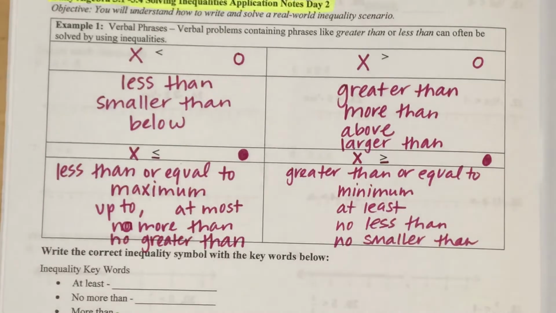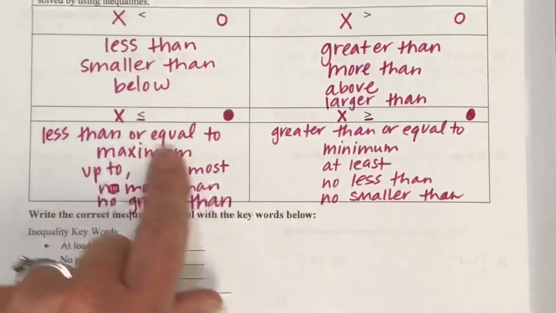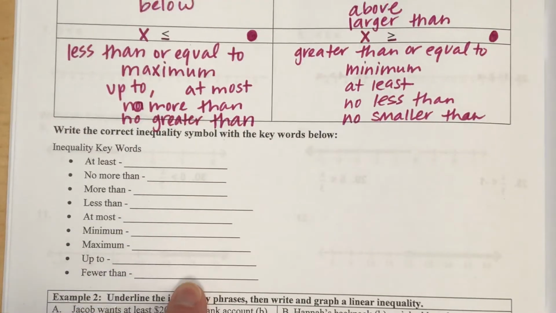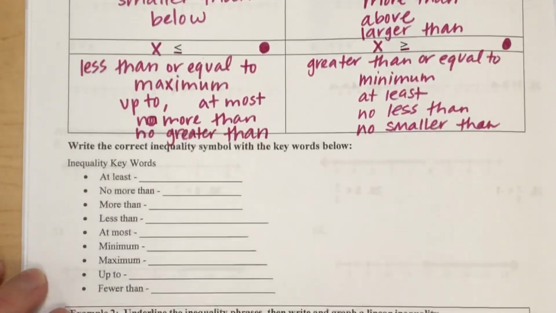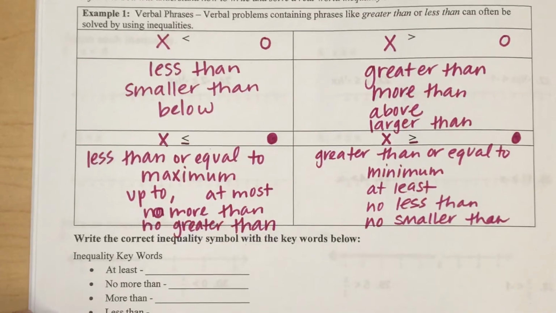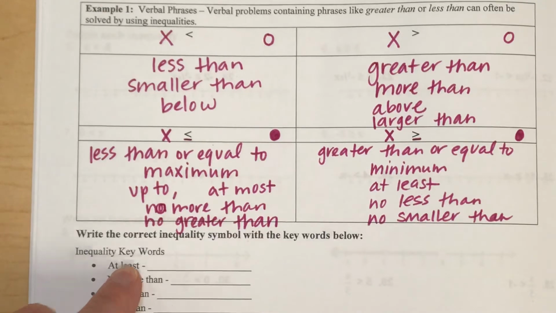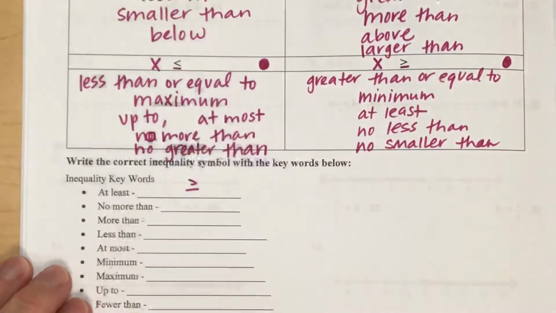And now what I want you to do is take a look at the phrases below and see where we have them listed up here and try to fill out the symbol that would match. Go ahead and pause the video and see if you can find the phrase, and if you can't find it, give it a guess, and then I'll go through the answers for the phrases below. So you should see in your list here, at least is over here, so the symbol that would match would be greater than or equal to.